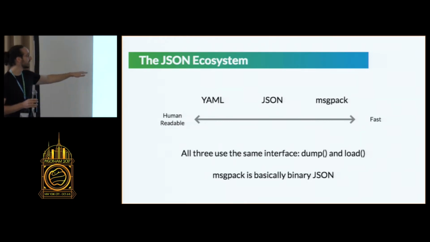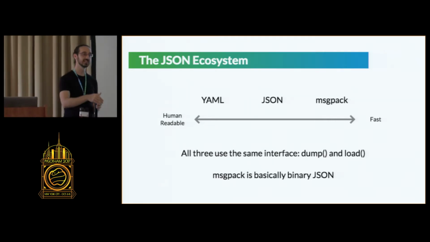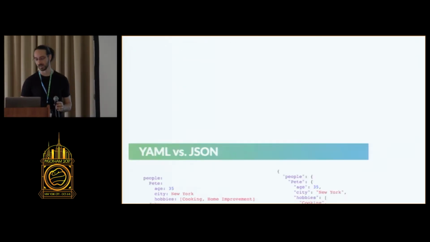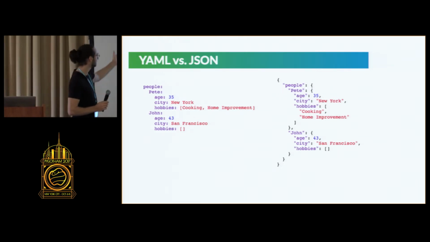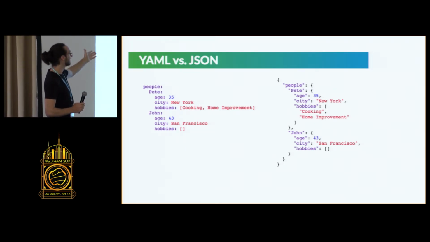All three of them use the same interface, dump and load, which makes it very easy to adapt an existing application to use one of these. So here's an example, just some trivial data. You can see that on the YAML side, there are no control characters, right? There's no quotes, there's no curly brackets.